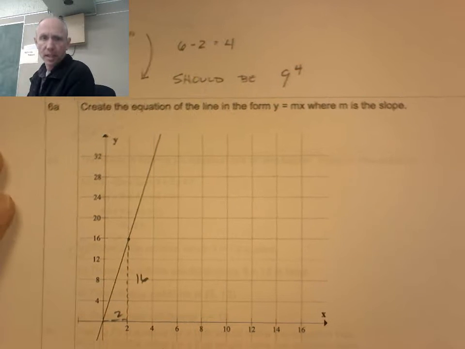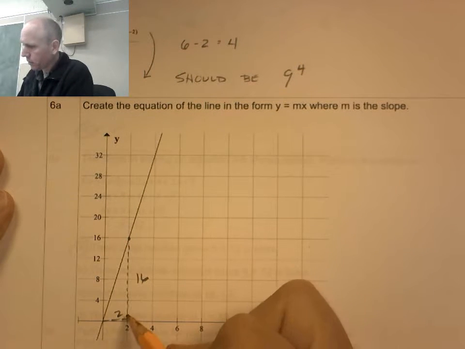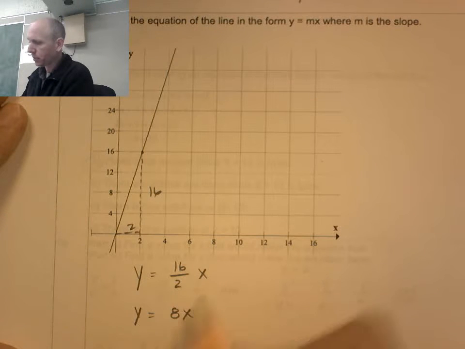Create the equation for this line. Well, I find a good point on the line. I draw on a slope triangle. This is 16 over 2. So my equation is y equals 16 over 2x, which simplifies to y equals 8x.